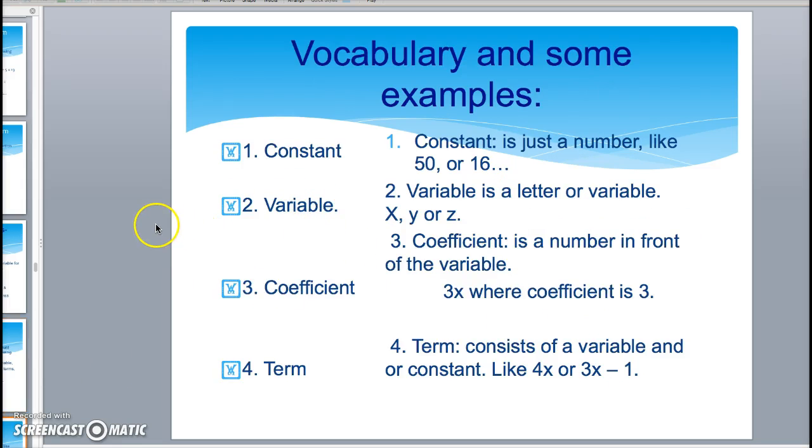A constant is just a number, like 50 or 16. A variable is a letter, like X, Y, or Z. A coefficient is a number in front of the variable. For example, 3x, where the coefficient is 3. And a term consists of a variable or constant. So 4x would be one term, and 3x minus 1 would be another.